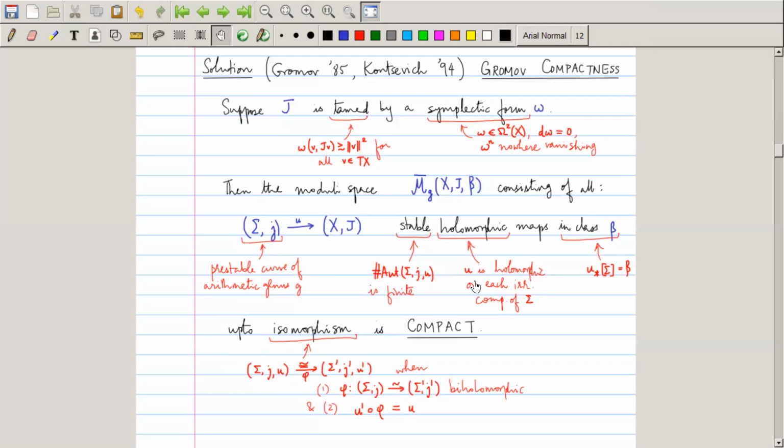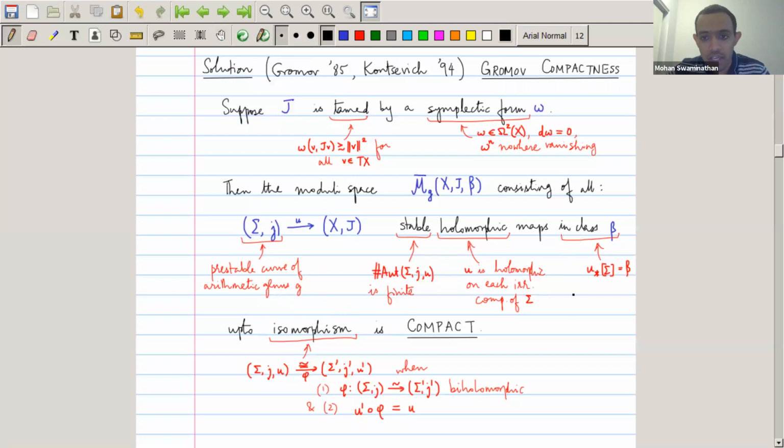Can you just one more time say what stability is here? Does it have to do with bubbling of spheres or something? Is that a cause of instability? What exactly is going on?